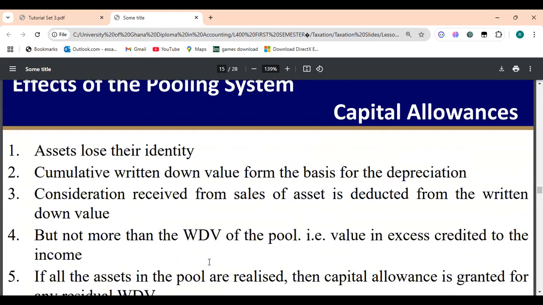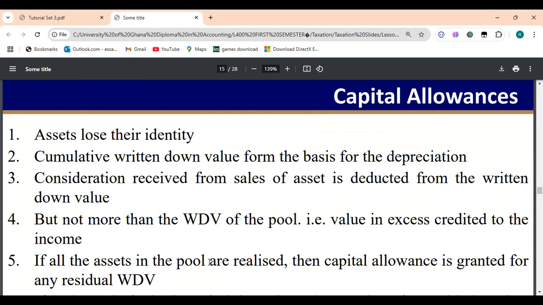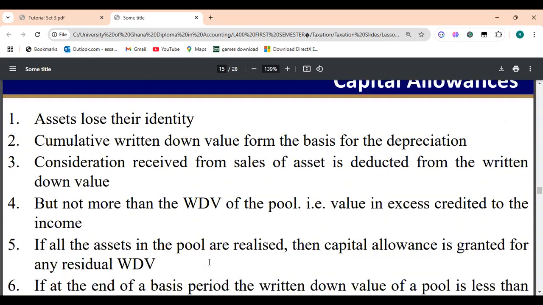So now this is applicable to the class 1, 2, and 3 assets. When assets are placed in this pool, they lose their identity. So they are all combined as one. Then the cumulative written down value forms the basis of the depreciation. Consideration received from sales of the asset is deducted, right? More or less like the normal depreciation. When you sell something, we deduct it from the written down value of the asset.